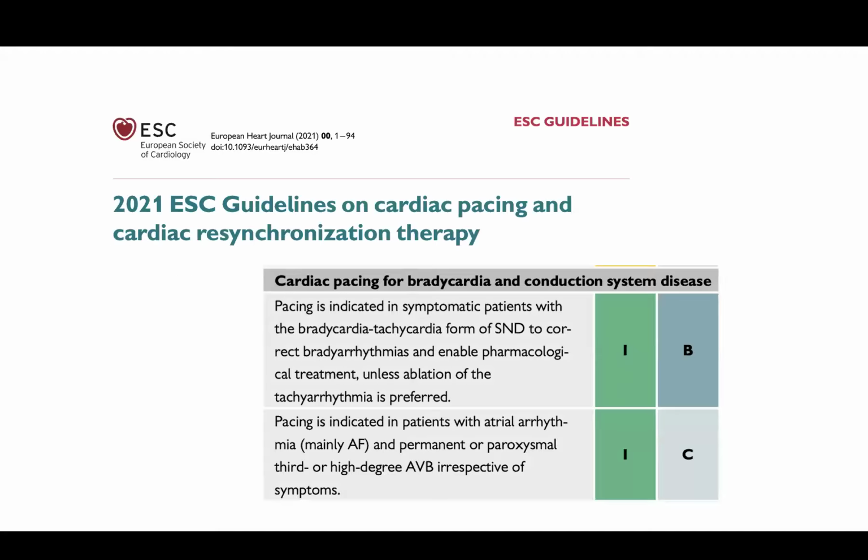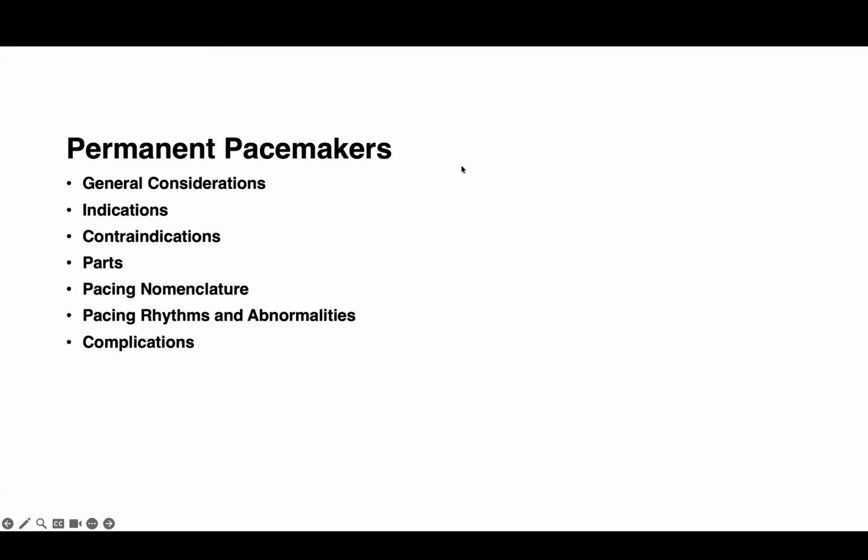So with regard to the 2021 guidelines, pacing is indicated in symptomatic patients with bradycardia, tachycardia form of sinus node dysfunction to correct bradyarrhythmias, and enable pharmacological treatment unless ablation of tachyarrhythmia is preferred. So this is a 1B. Pacing is mainly indicated in patients with atrial arrhythmias and permanent or paroxysmal third degree or high degree AV blocks. So if they ask for any guideline recommendation, then you will have to mention this.